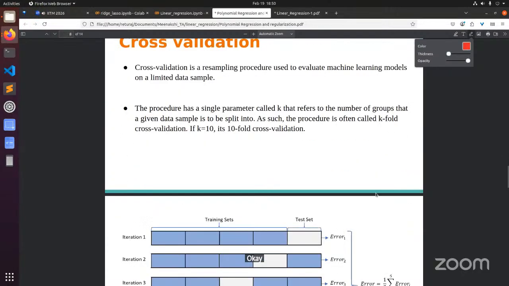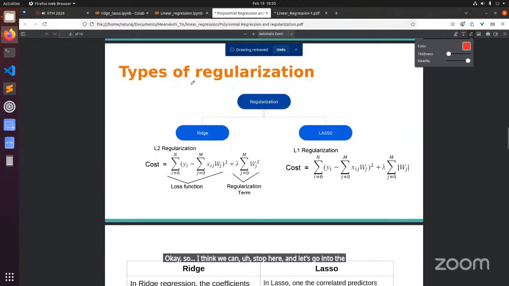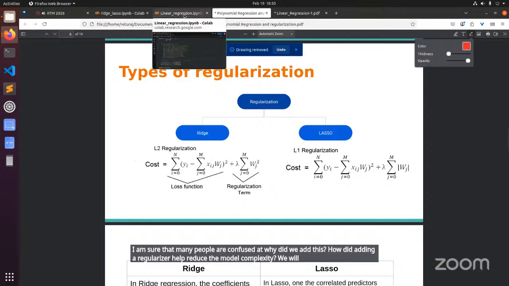Okay, so I think we can stop here and let's go into the tutorial part. I am sure that many people are confused about why we added this. How did adding a regularizer term help reduce the model complexity? We will do this now.